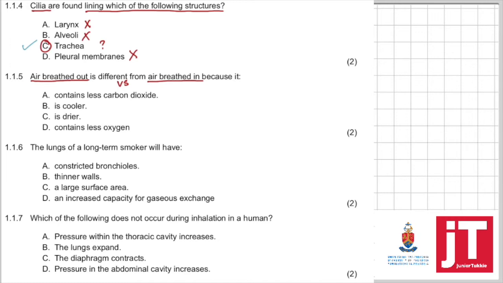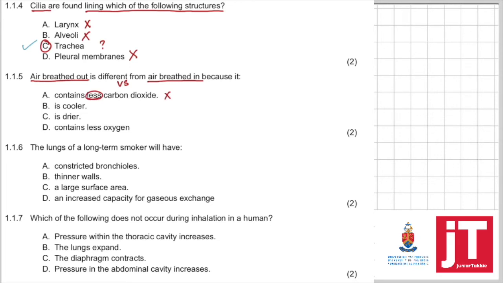A contains less carbon dioxide. So air breathed out contains less carbon dioxide than air breathed in. I would say that's probably the opposite of what we're looking for here. B is cooler. C is drier. And D contains less oxygen.